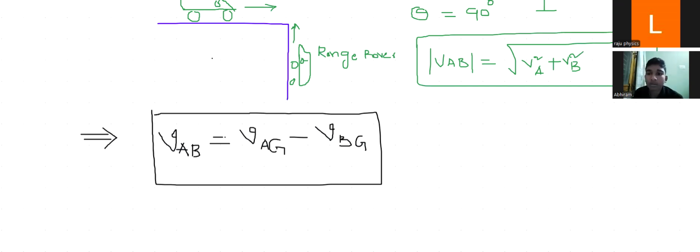Now we'll discuss some problems on relative velocity. The first problem: this is one person, and one more person is beside them. This is person A and this is person B.